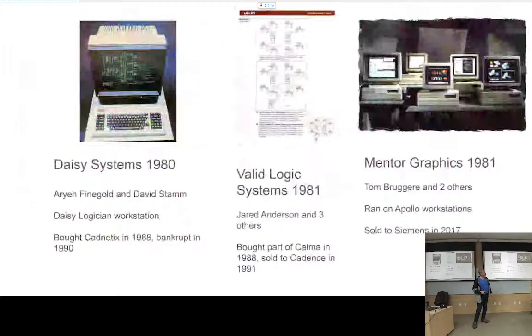There was Valid Systems, and Mentor Graphics was the only one that said, oh no, a lot of people are already making machines that could run our software, so they selected one called Apollo workstations and had their Mentor Graphics software run on top of that. But you can see here, this one went bankrupt in 1990, and these all got sold.